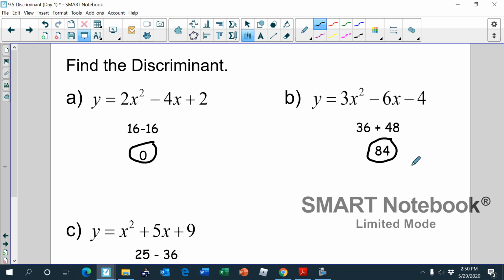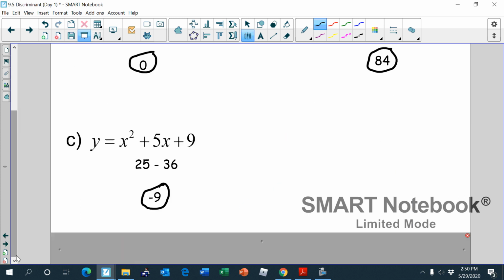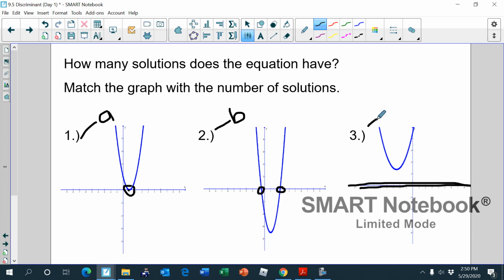All right, well, let's take a look at B. B is a positive discriminant. Therefore, there is 2 solutions. So we know that 2 is B because that has 2 solutions. And then number 3 is going to be the no solution. And we know that this has to be no solution because it's a negative discriminant. Okay, so this one matches with letter C. Look at that one in order.